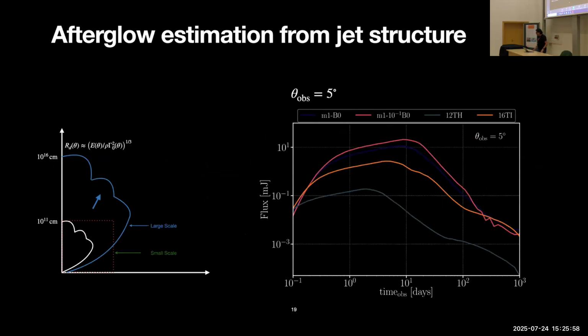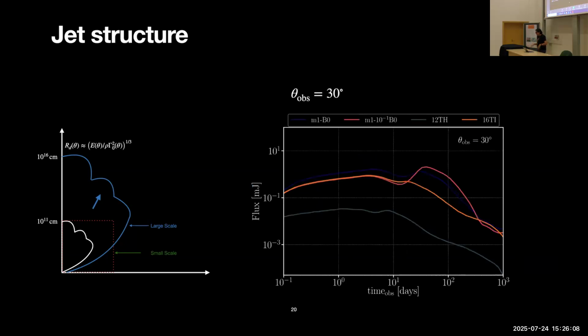And also, we made radial light curves. Once you know the structure of the jet, you can estimate the afterglow emission by a self-similar Blandford-McKee solution analytically, and we can see some difference between the models.